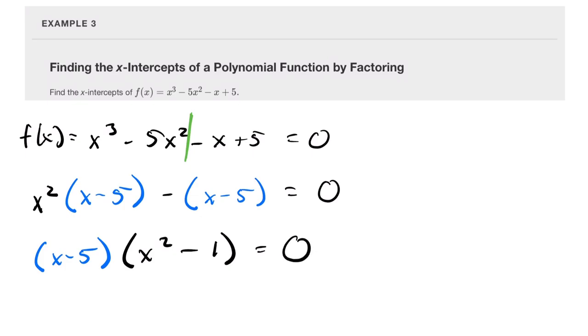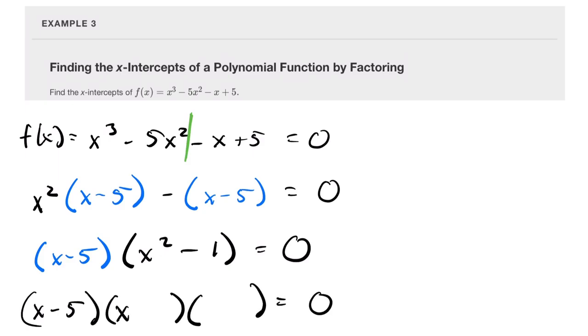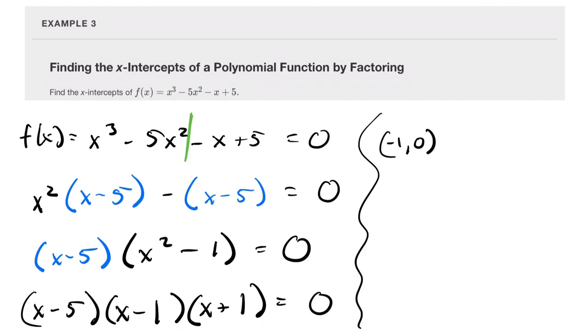Then we have a difference of squares there, so that's going to factor as x minus 1, x plus 1. All right. I'll keep working over here. So then our x-intercepts are going to be -1, 0, 1, 0, and 5, 0.